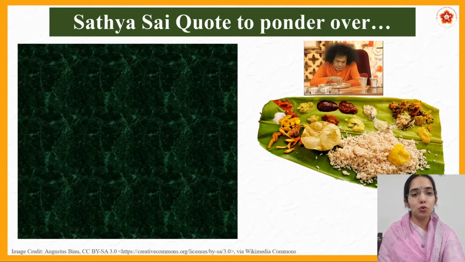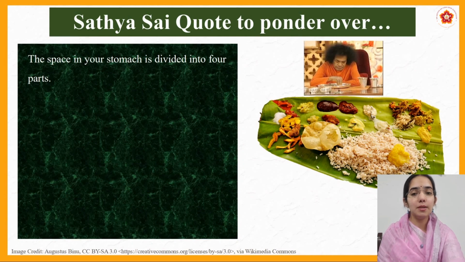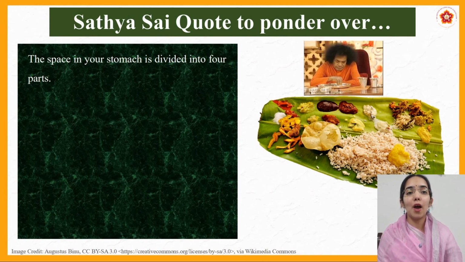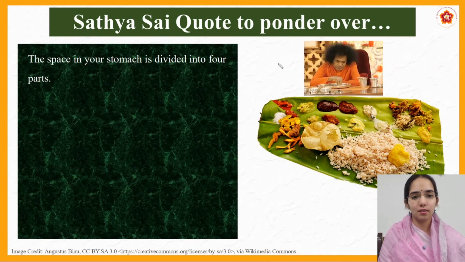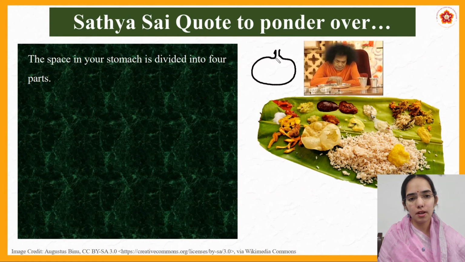Sathya Sai quote to ponder over. Shri Sathya Sai Baba said that the space in our stomach needs to be divided into 4 parts. So let's suppose this is our stomach, this is the esophagus, and the space of the stomach needs to be divided into 4 parts.